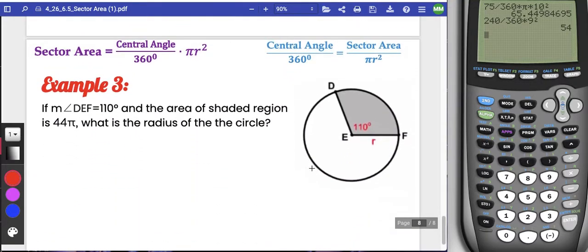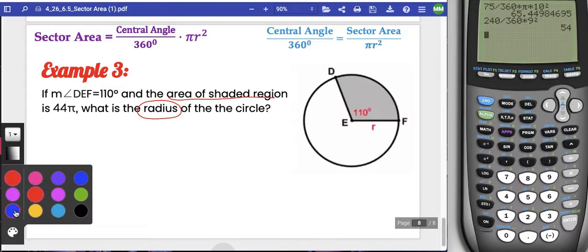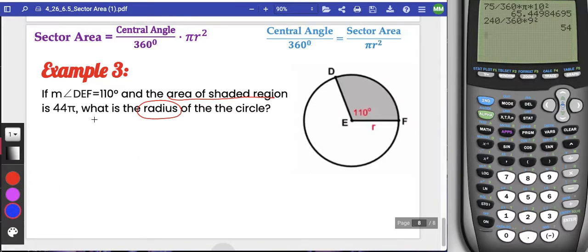Now let's move on to the very last question here. This question says, we do know the central angle, which is 110 degrees. And this time, very interesting, we already know the area of the shaded region, which is 44 pi. This time, we are looking for the radius. So as I said, when we know the area but we are looking for either the central angle or a radius, a different measurement, choosing the second method is much easier.